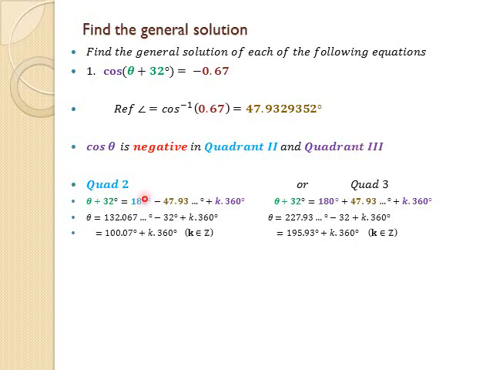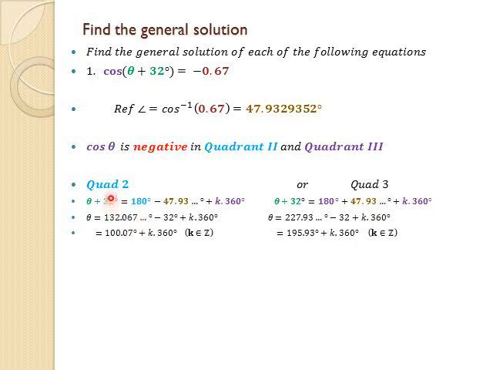So there cos is negative, in which angle or quadrants is cos negative, quad 2 and quadrant 3. So in quadrant 2, I'm going to write my compound angle, theta plus 32, equal, quadrant 2 is 180 minus my reference angle, plus K360 because it's cos. For quadrant 3, theta plus 32 equal 180 plus 47.93 plus K360.